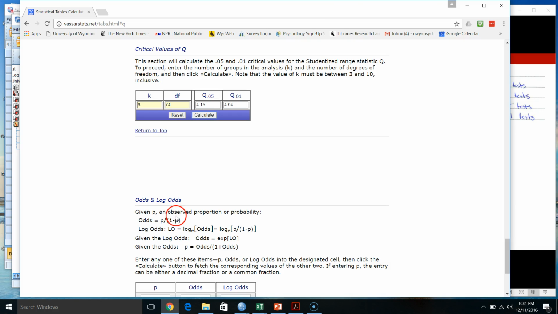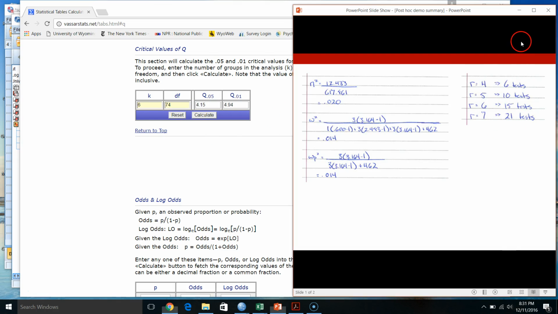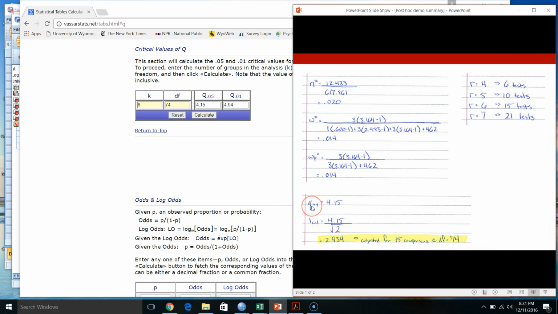And so with R equal to 6 and degrees of freedom equal to 74, my critical Q in this modified Tukey is going to be 4.15. Okay, and so what I can do then is say, all right, my critical Q with 74 degrees of freedom, right? This is going to be my most conservative Q that would be reasonable given the degrees of freedom I have, equal to 4.15.